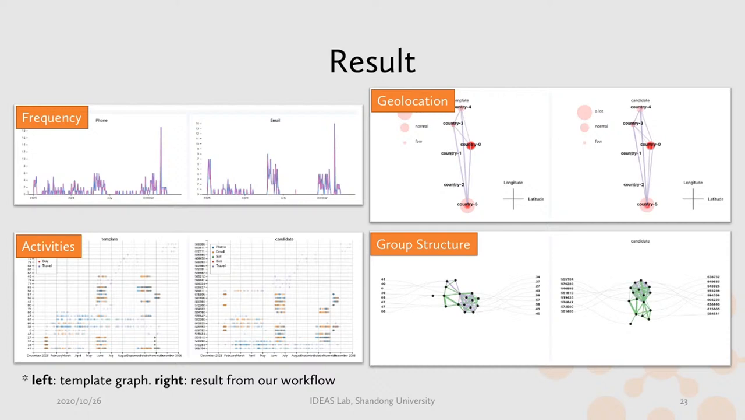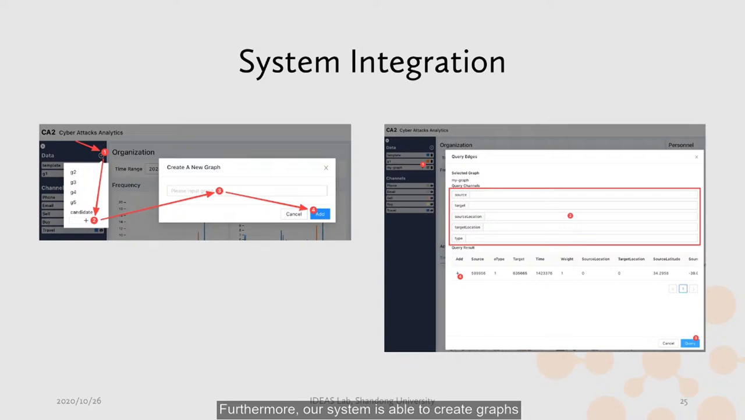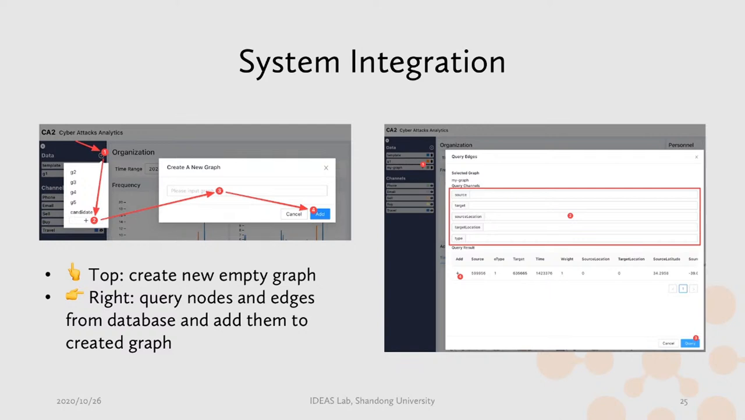Here's our result. You can notice that they just look the same. You can check it out in our system by adding the subgraph called candidate in the control panel. Furthermore, our system is able to create graphs, and we designed a data query interface by which users can add edges and nodes to created graphs. Therefore, this workflow can be achieved in our system.